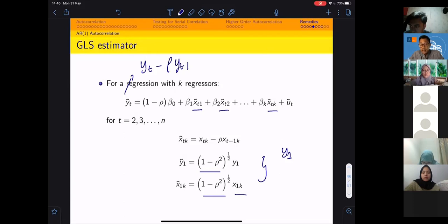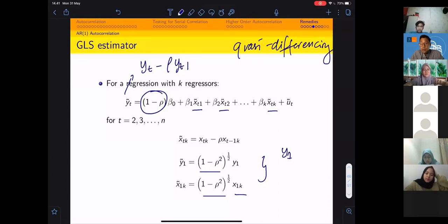Note that you're not going to calculate it manually. However, I just want to make sure that you understand the reasoning behind why we want to transform it using the y minus ρ. Okay, this method is also called the quasi-differencing method, to accommodate the AR(1) serial correlation. Okay, any question before we go and discuss the estimation process itself?